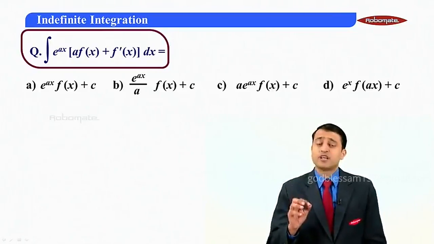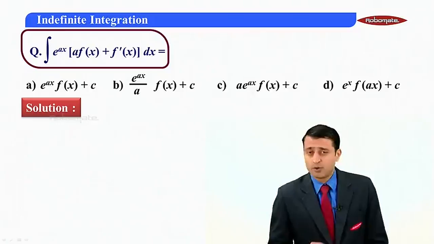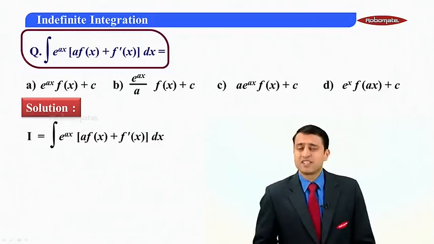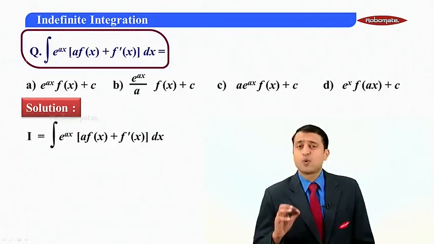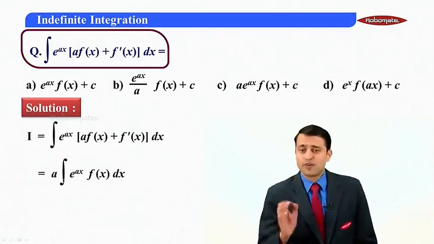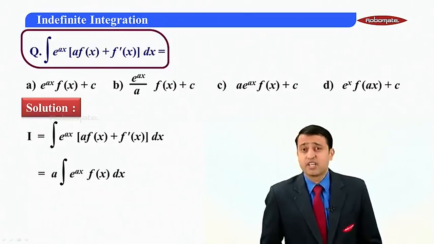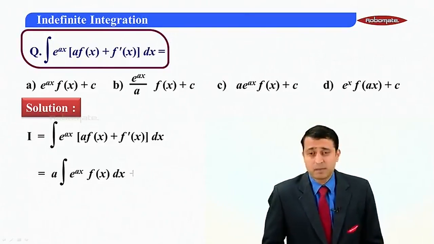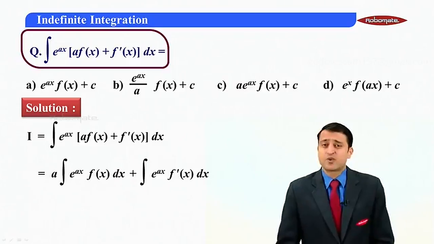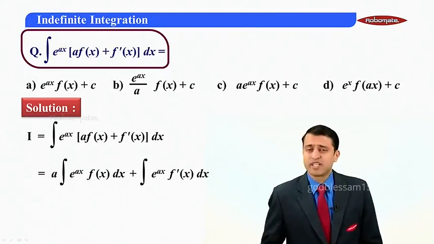We are going to see the derivation of this shortcut. Now let us see how to proceed. The question is here in front of us. Let's open the brackets and multiply e raised to ax inside. So what we will get is a times integral of e raised to ax into f of x dx plus integral of e raised to ax into f dash of x dx. A being a constant is outside the integral.